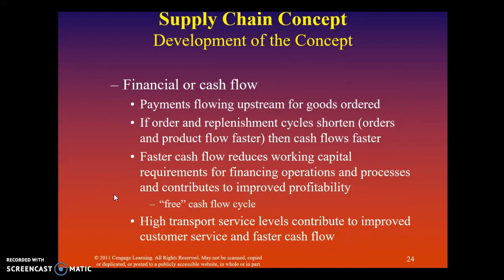When we also talk about the finances, again, a very important concept. Sometimes we have to figure out how those payments can flow upstream for the goods ordered. With technology, that has become somewhat easier. If the order and replenishment cycle is shortened, if the orders and products flow faster, then cash can also flow faster. And that's sort of a no-brainer when you think about it. High transport service levels can contribute to improved customer service and faster cash flow. So the faster you get the materials there, the faster you're going to get your money. And that is a very simple concept.